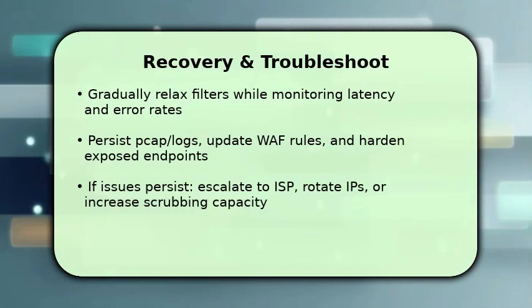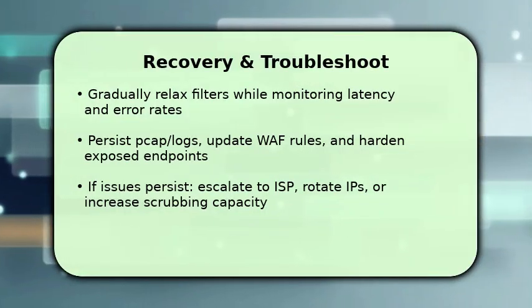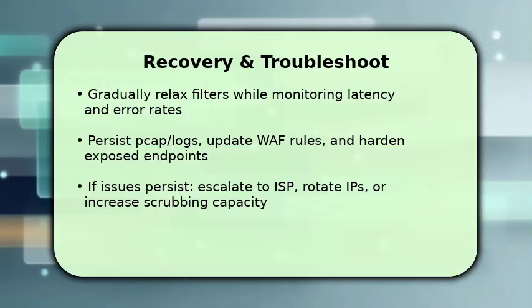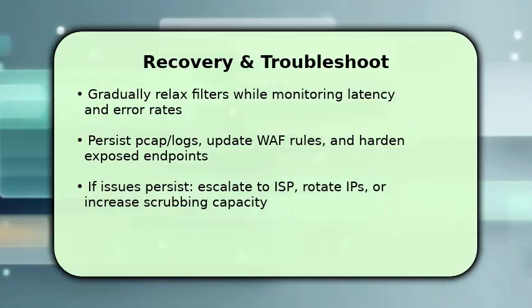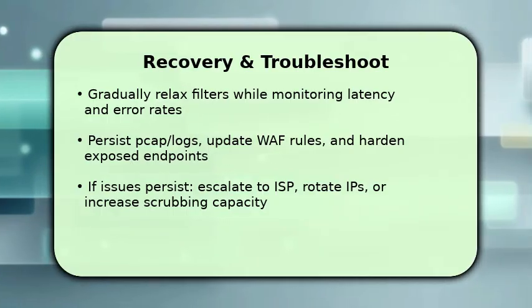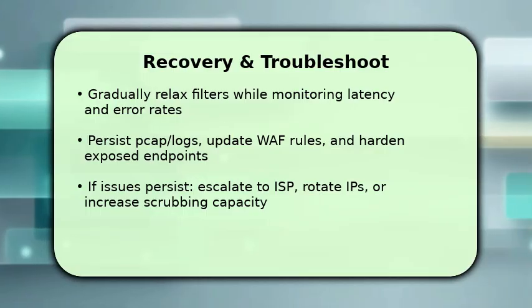To finish, restore normal routing and gradually lift restrictive filters, while you closely monitor latency, error rates, and business metrics. Make sure to persist PCAP files and logs, update your WAF rule set with learned signatures, and harden exposed endpoints against repeat vectors. If traffic or service issues continue, escalate to your ISP for deeper mitigation, rotate public IPs where feasible, or scale scrubbing capacity.